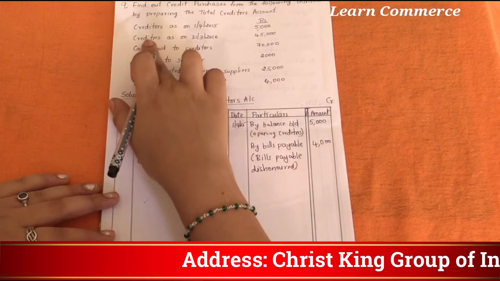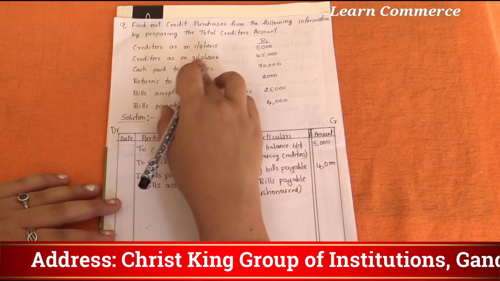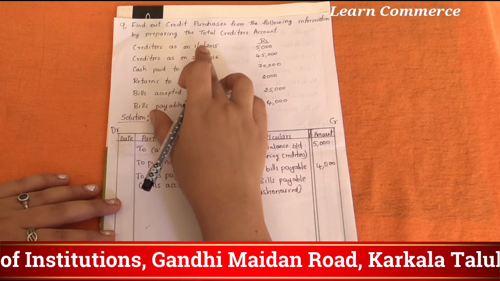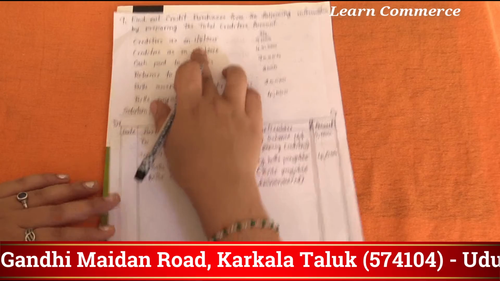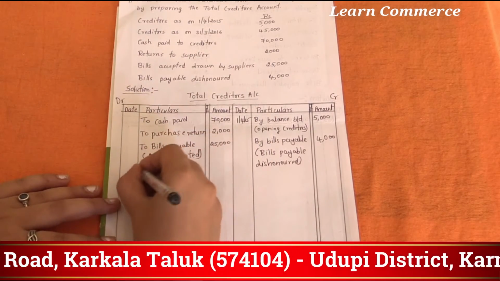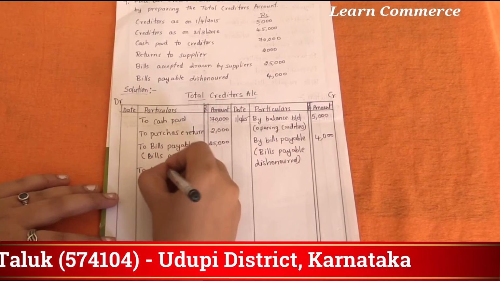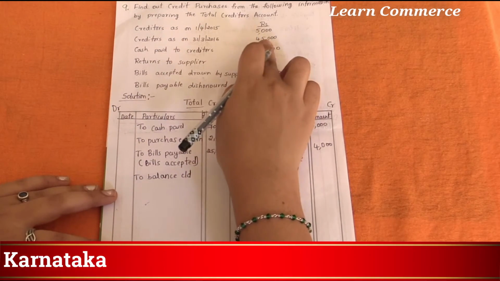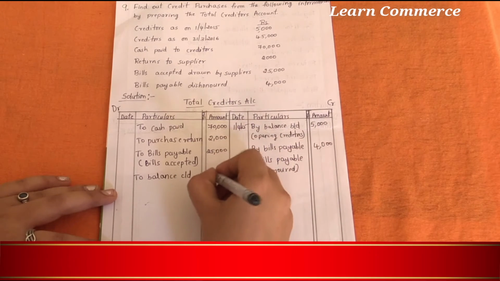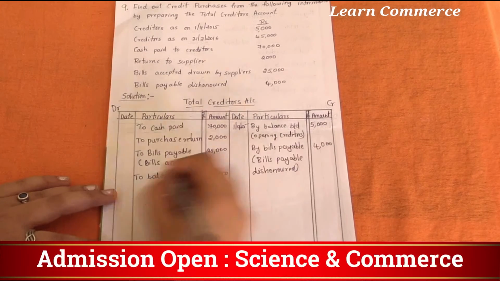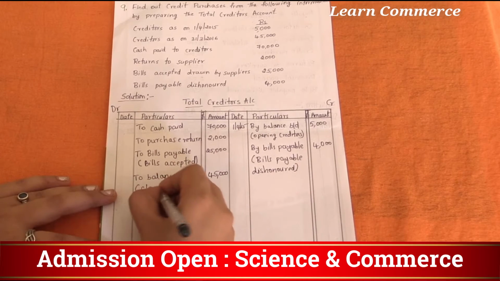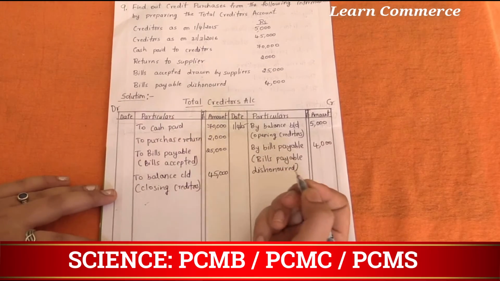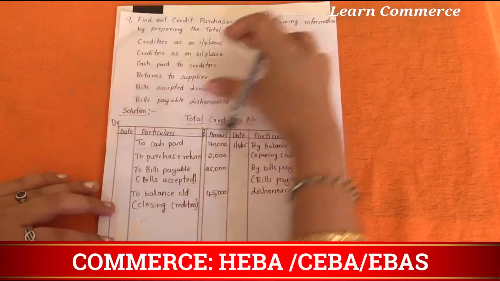Then here the second one, see this, creditors as on 31st March 2016, 45,000. This is the closing balance of the creditors. We should record it in the debit side at the end. So write it to balance carried down. Amount is the closing balance of the creditors. Amount is 45,000. In bracket write closing creditors. Okay. We recorded all the given information.